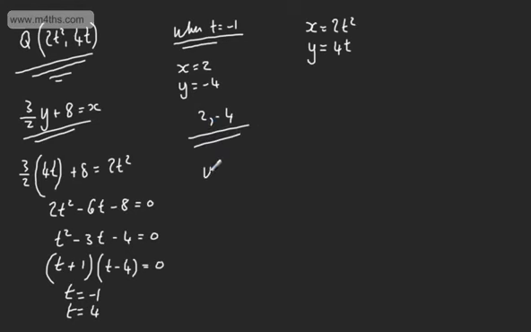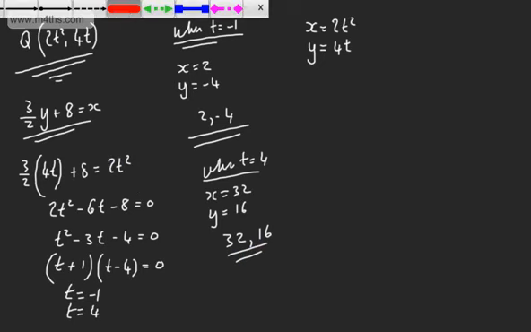Now when t is equal to positive 4, subbing that in, that's going to give me 16. 2 lots of 16 is 32. So x is 32. And when t is 4, y is going to be 16. So we'd have (32, 16). And again, that gives us the 2 points. What we've got here now is the following. Let's just have a look at this.